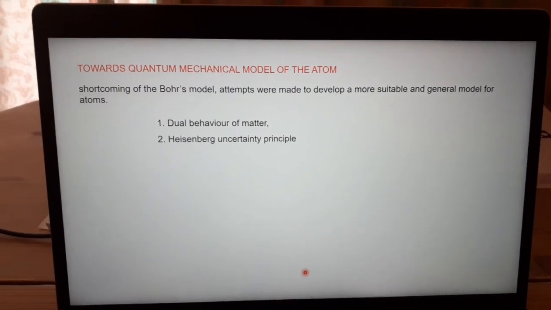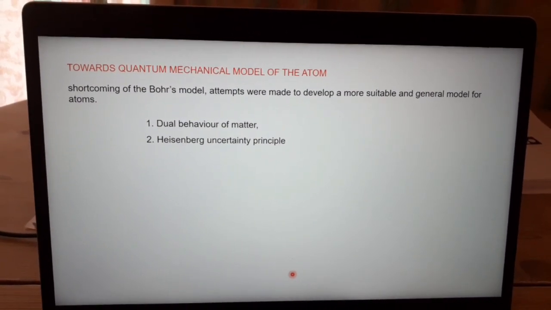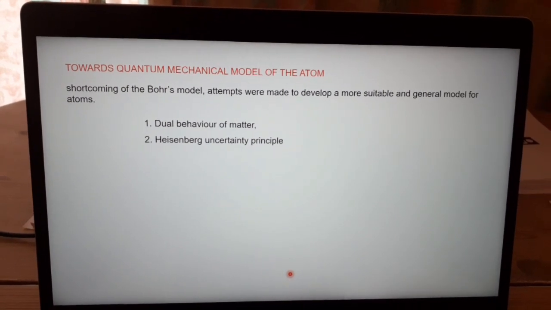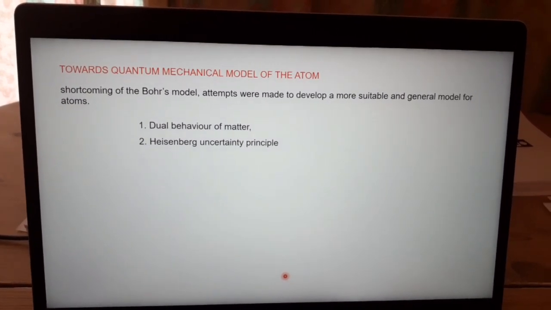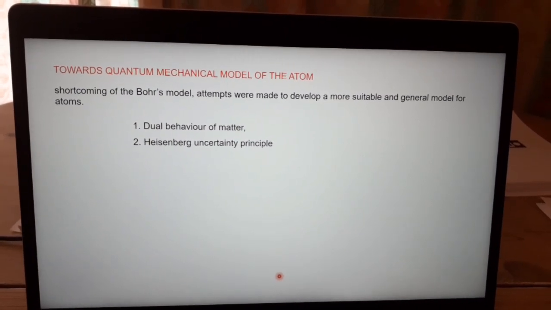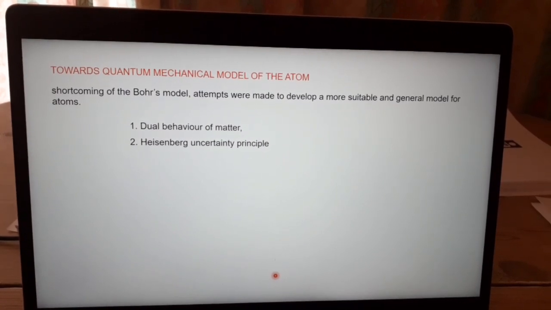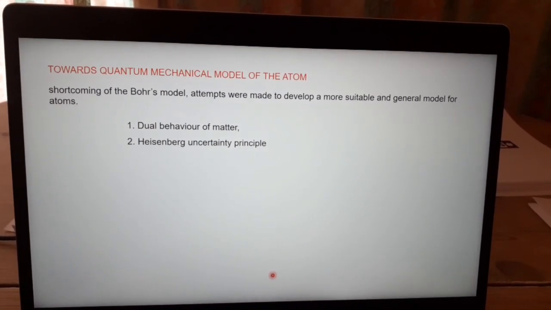So next we move towards the quantum mechanical model of the atom. After the shortcomings of Bohr's model, it was a great attempt to develop the atomic model, which basically went through the quantum mechanical aspect.